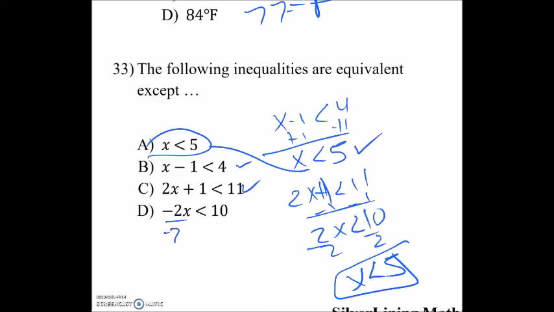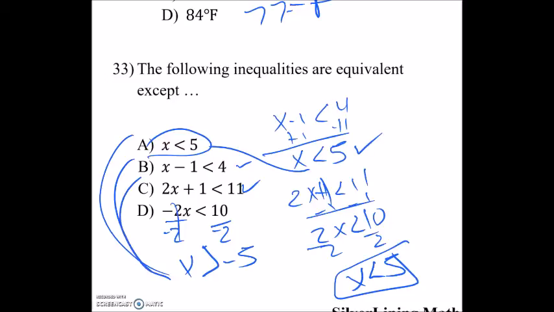So when we do this one, we divide by negative. But what happens when we divide by negative? You must switch your sign. And this is what you get, which is not the same as the other two. So this here is your answer.